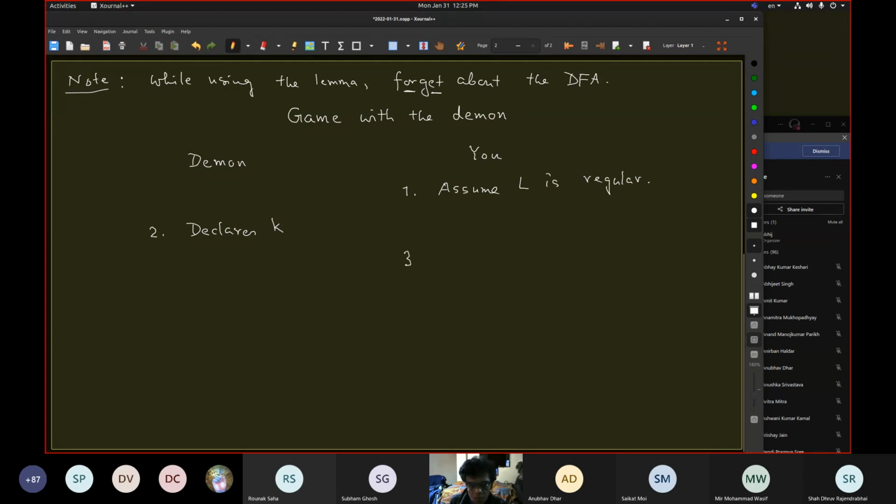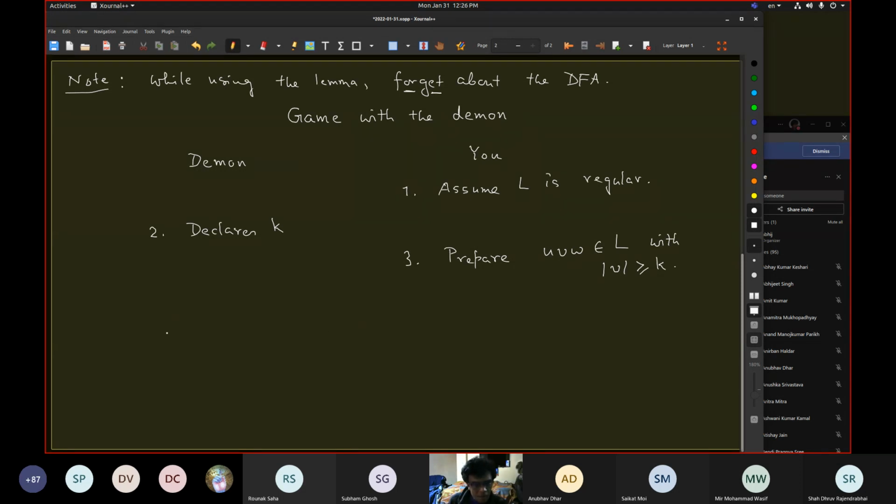The third move is from you. You prepare some string UVW in L. This is completely in your control, how you start with the string U, V, and W. But you should ensure that the length of V is at least as big as k, because if you do not ensure that, the next step of the game is meaningless. Whatever you choose for U, V, and W is completely up to you, but you have to stick to the rule of the game, that is, taking the size of V at least as big as k. It's an abstract integer, because this k is a hypothetical number.